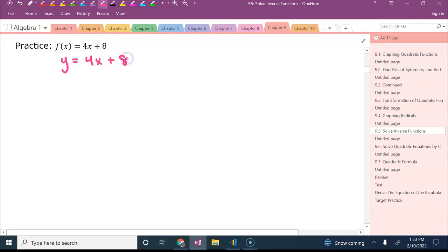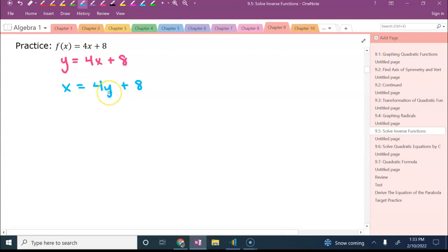Okay, what's the second step you should do? You should switch your x and your y around. So now it's going to say x equals 4y plus 8. Now what do you need to do?